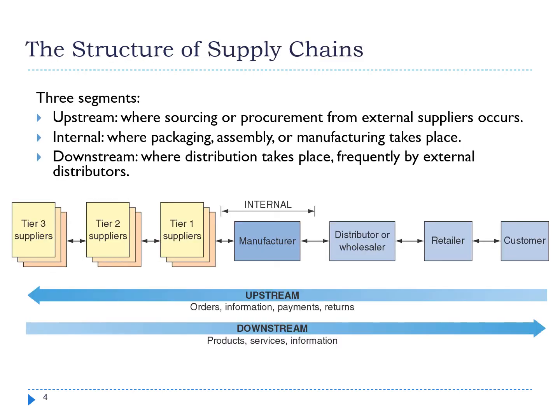In general, supply chains have three parts: upstream, internal, and downstream. Upstream is where sourcing or procurement from external suppliers occurs. Internal is where packaging, assembly, or manufacturing takes place. Downstream is where distribution takes place, frequently by external distributors.